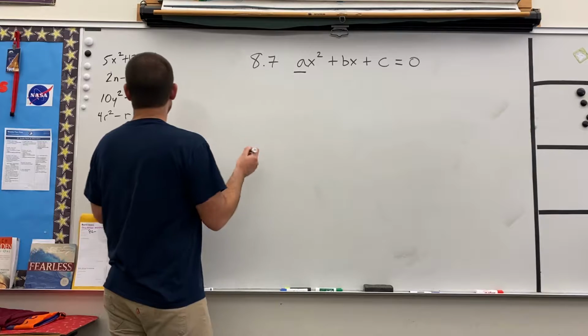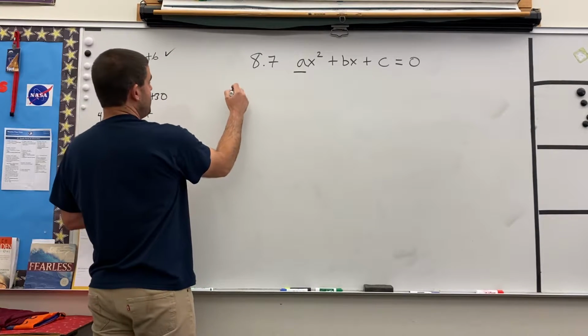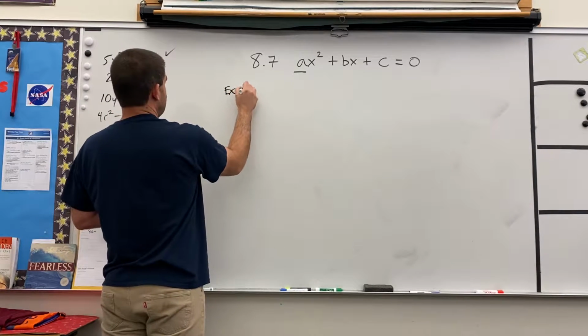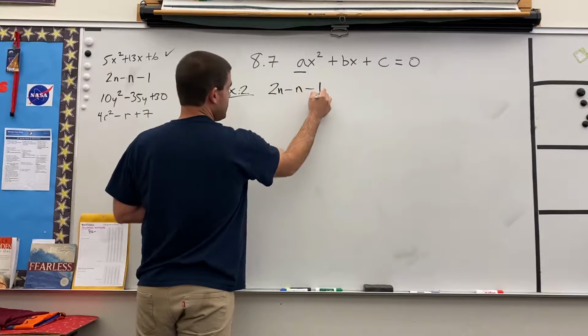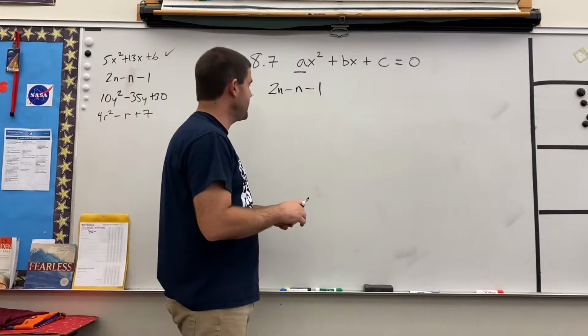All right. Okay, so we got that one done. So 2n squared minus n minus 1. 2n squared minus n minus 1.